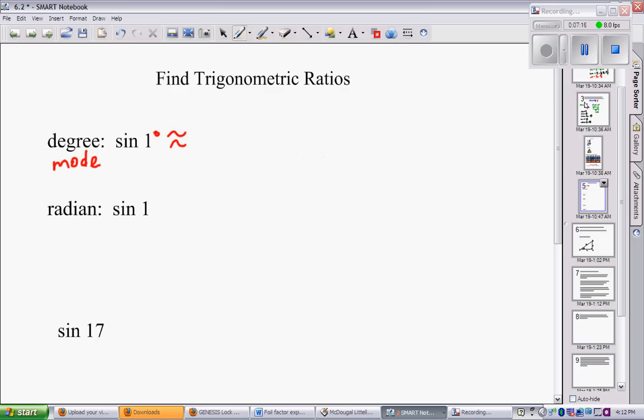and it is approximately 0.0174524. So 0.017. You have to then switch it to radian mode and plug in the sine of 1. And it's going to be bigger because 1 radian is much bigger than 1 degree. It gets out 0.841471. So use those.